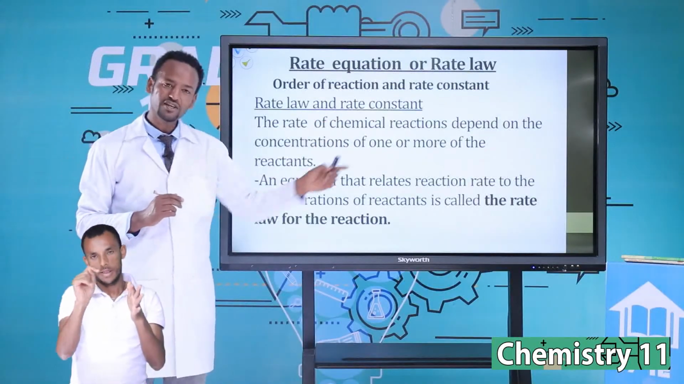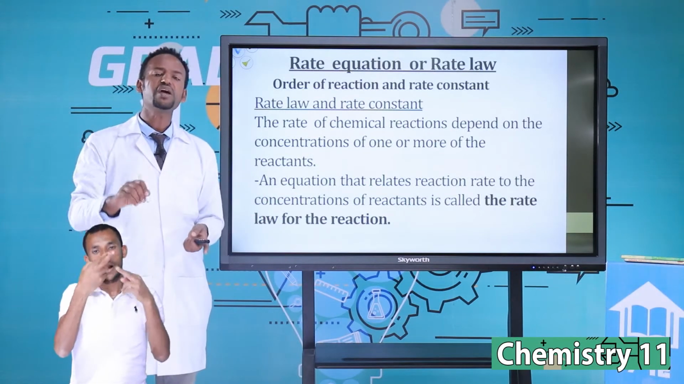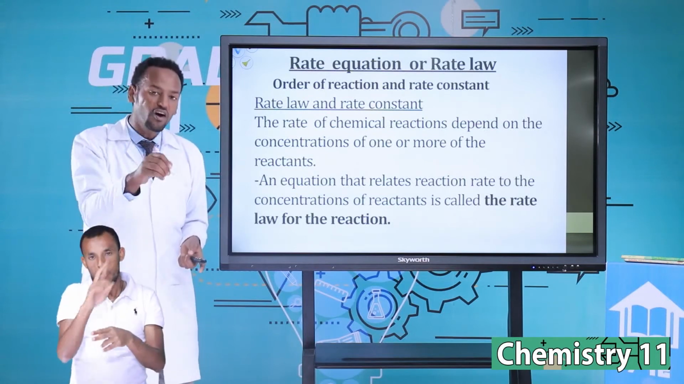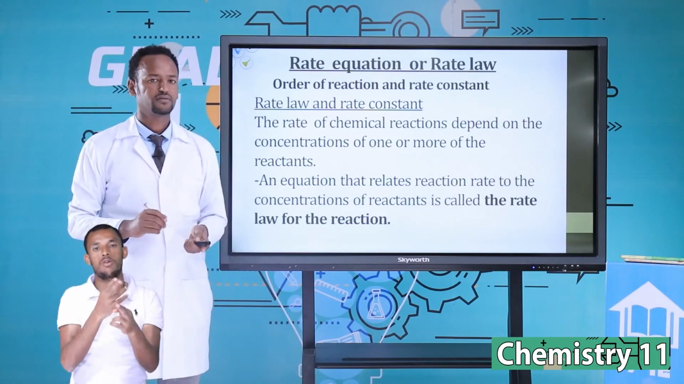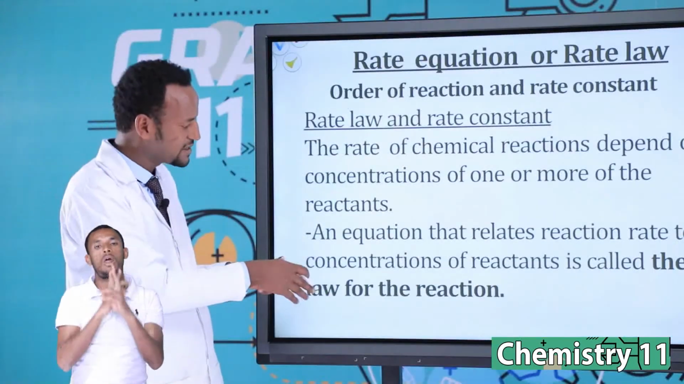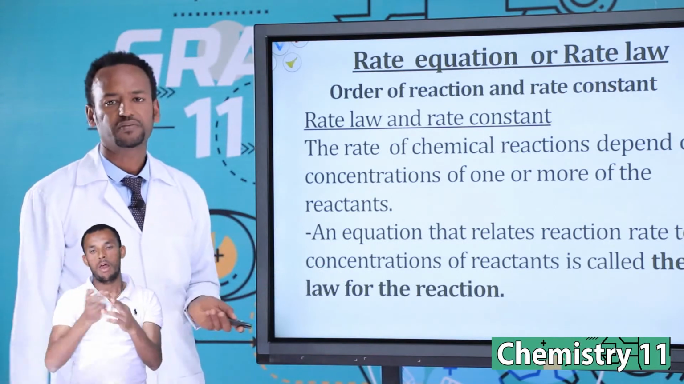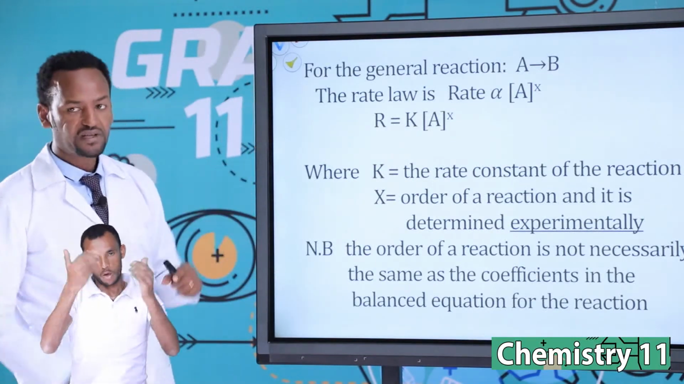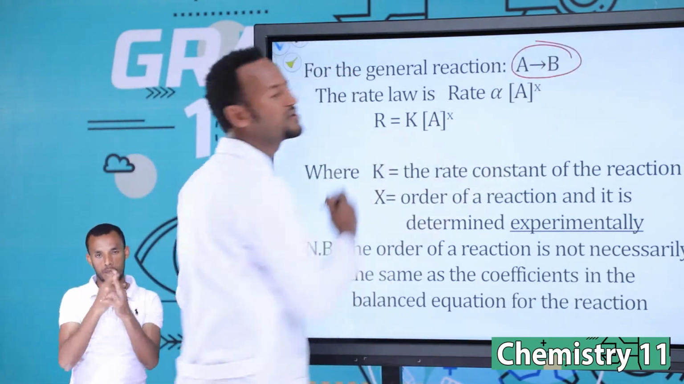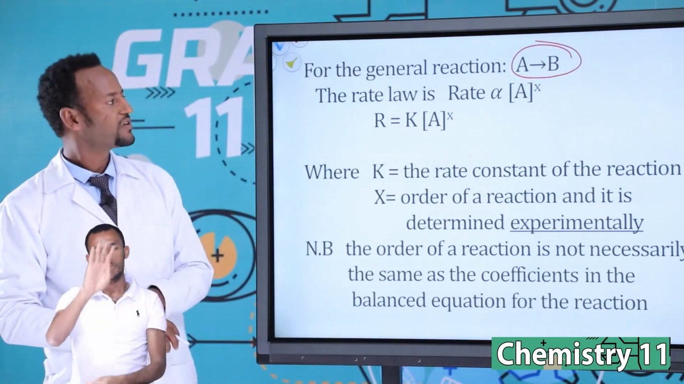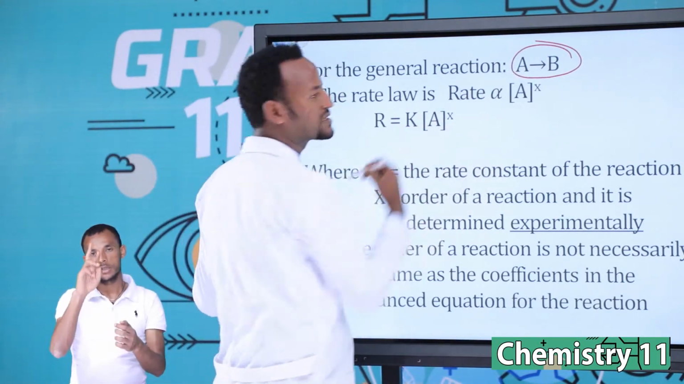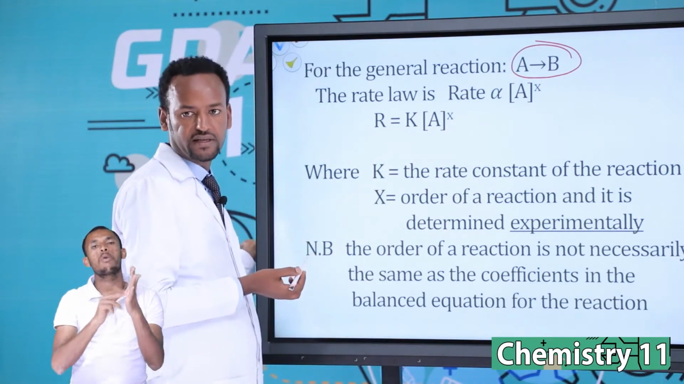The rate of a chemical reaction depends on the concentrations of one or more reactants, not products. An equation that relates the rate is known as the rate equation. For the general reaction, or for a simple reaction, A is converted into B. Students, what is A? A is the reactant, B is the product.